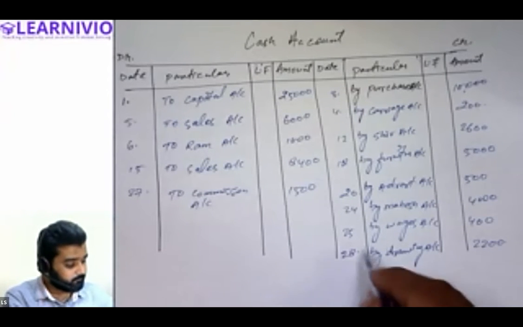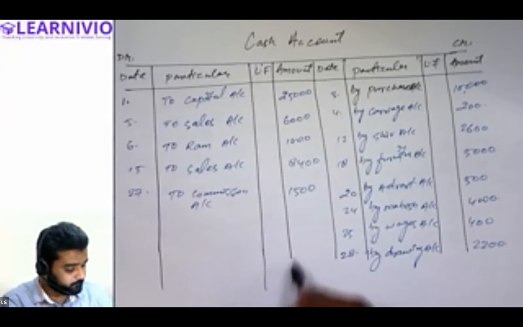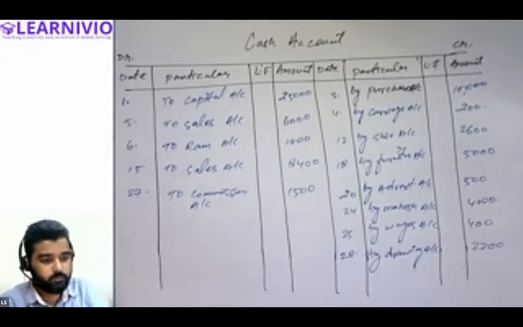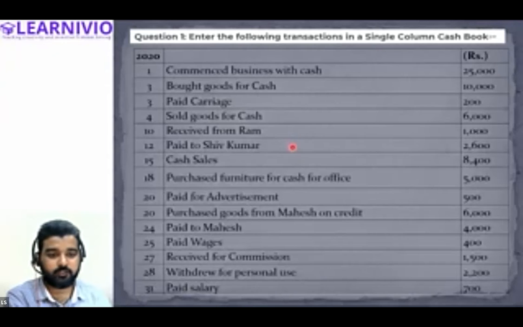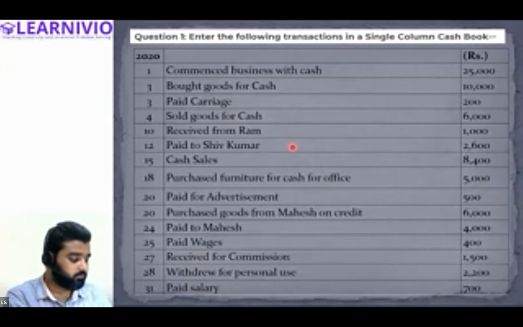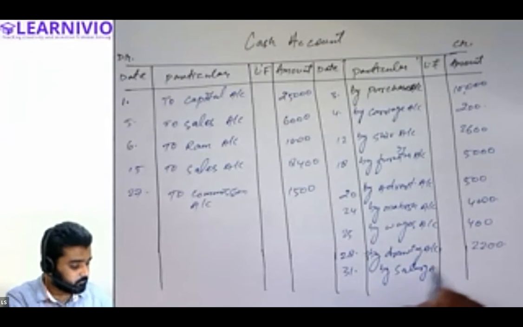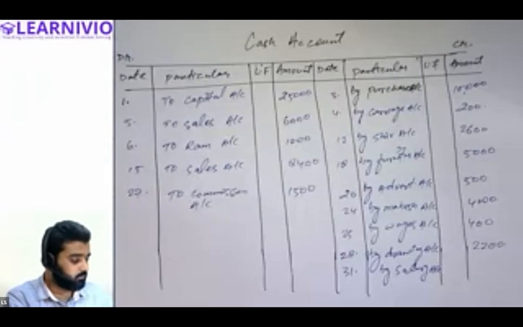All right. Just a minute. Now, I think there is one more transaction left. Paid salary. Paying salary will also lead to an outflow of cash. So we will write it as paid salary on 31st, by salary account. Okay. How much was the amount? 700. Okay.